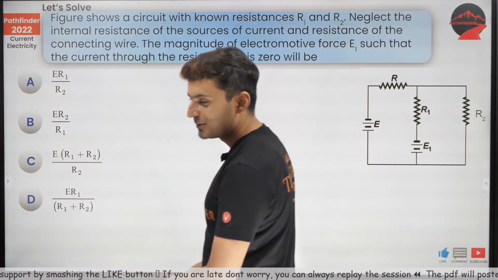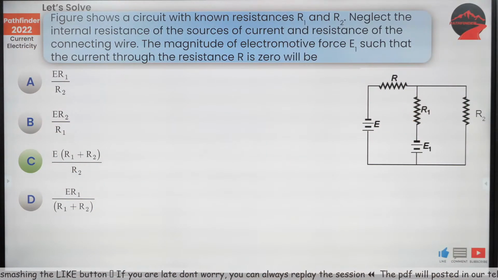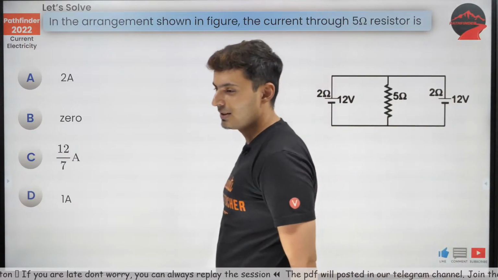Very good. So, E R1 plus R2 divided by R2. Yes, that's the answer. Next question coming up on your screen.